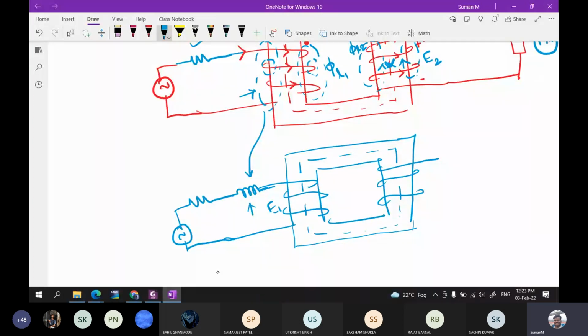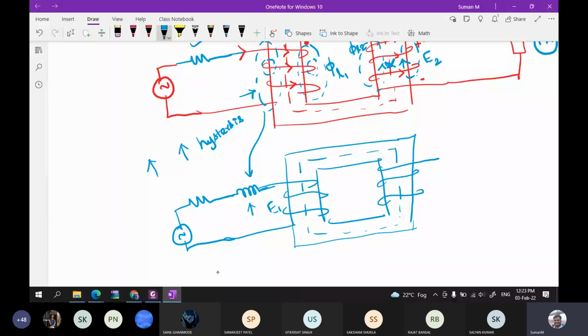If the current is increasing, then the flux also will be increasing. The hysteresis loop will not be followed by this leakage flux, because only some part of the leakage flux is linking the core. Only in the core can you get the hysteresis path or hysteresis loop. Here most of the flux is outside the magnetic core. Because of that, the hysteresis loop will not be followed.